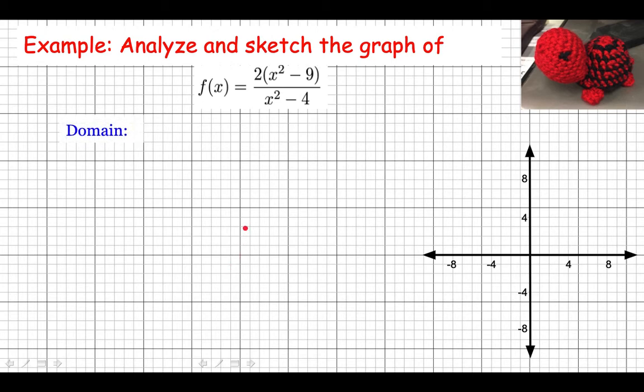First, think about domain and range. We look right away and see x squared minus 4 in the denominator. Where that equals 0, x equals plus or minus 2. So my domain is x cannot equal plus or minus 2. These are going to be my vertical asymptotes.